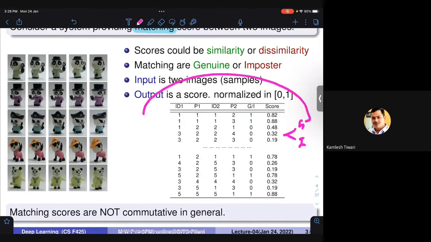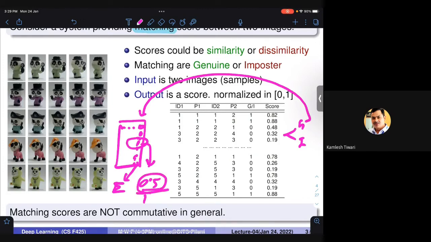Let me just focus on the genuine one. So the genuine one would have that this is matched with this, and this is the score, this is the score, this is the score. If I pick any score, let's assume 0.5, can I find out what is the probability of this particular score? So how can I find out the probability? You count how many scores there are, and then count how many times 0.5 is coming. You divide this by the summation, how many entries there are. By this you can find out the probability of different scores.